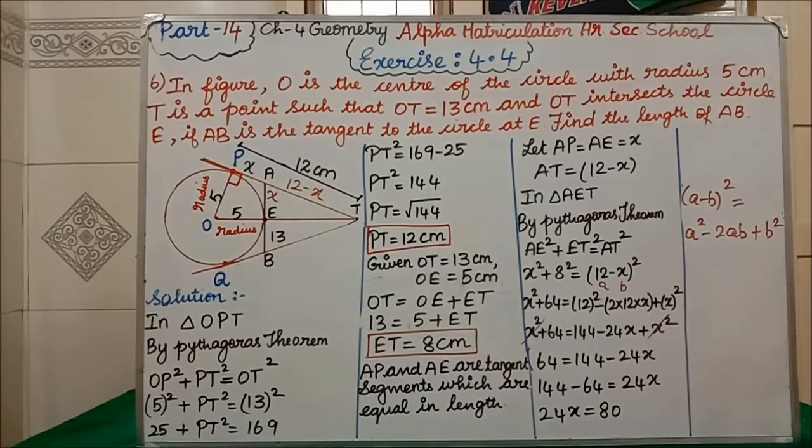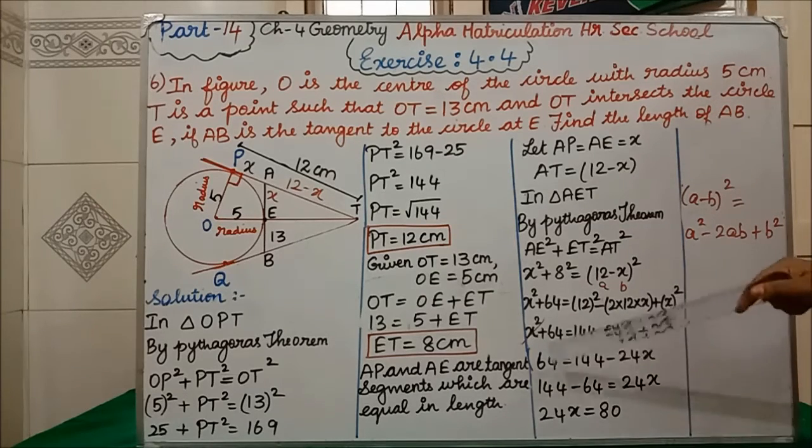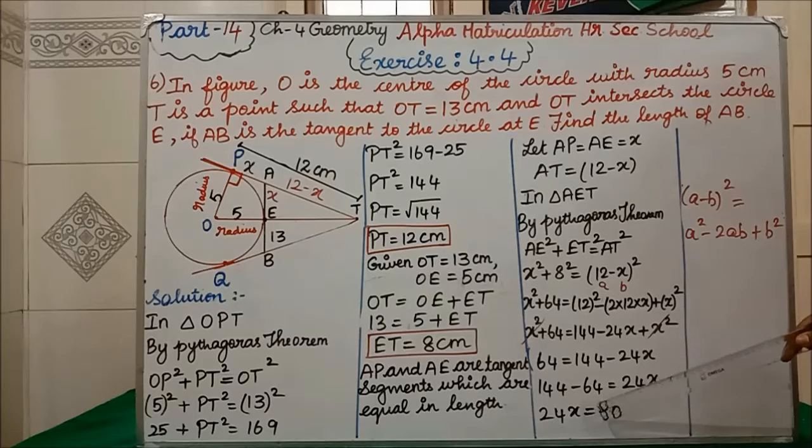This x square and this x square will get cancelled. Remaining here, 64 equal to 144 minus 24x. 64 is constant, 144 is also constant. So take the 64 inside. If this comes this side, minus 64 is equal to, if this 24 comes this side, it will become positive 24x. Clear all of you?